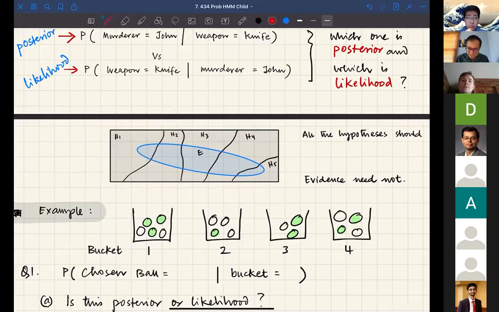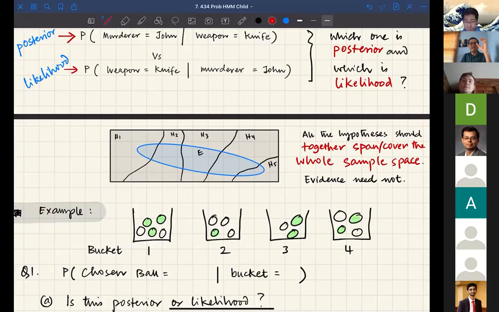Let's clarify that with an example, but let's write this first. All the hypotheses should together span or cover the whole sample space. Evidence need not. Does that make sense? Questions? Whenever you're looking at a random variable, if you know all the values that that random variable can take, that is all there is to be considered. That's the hypothesis.